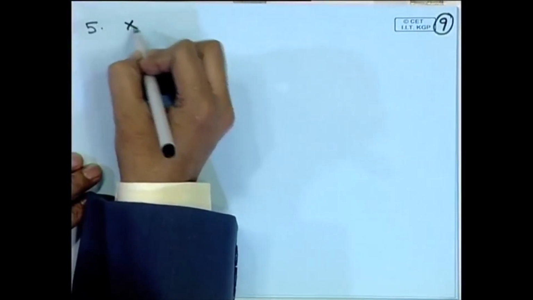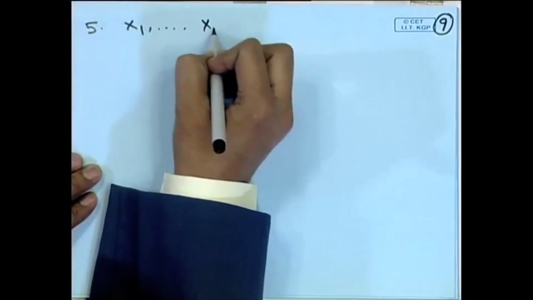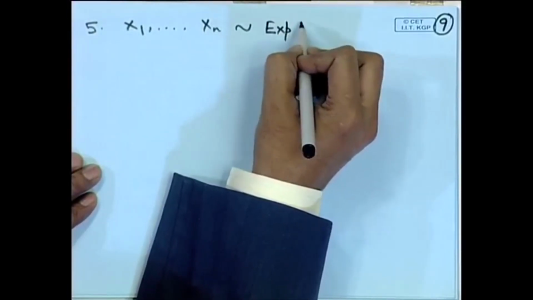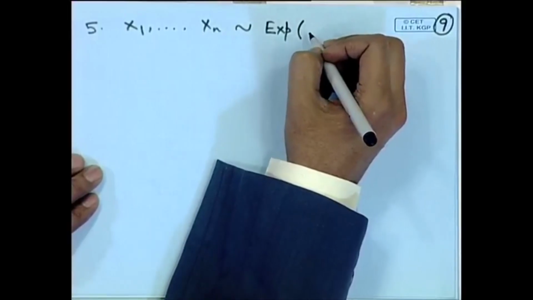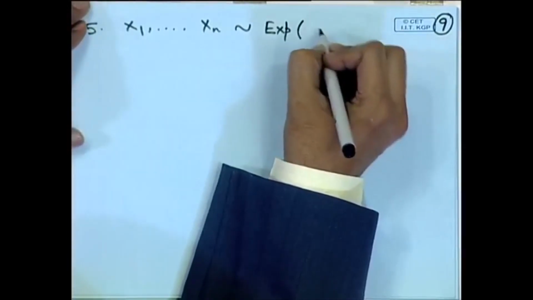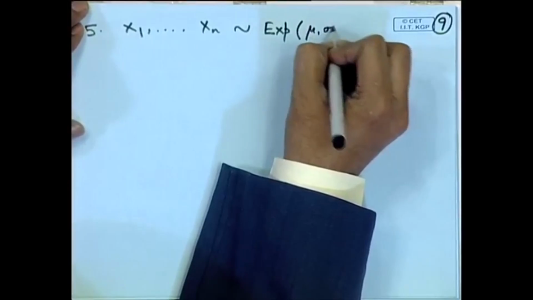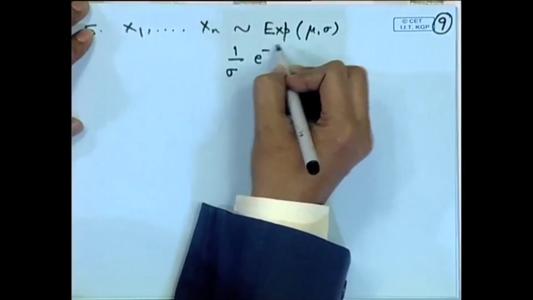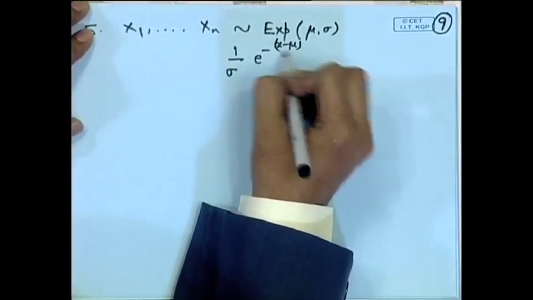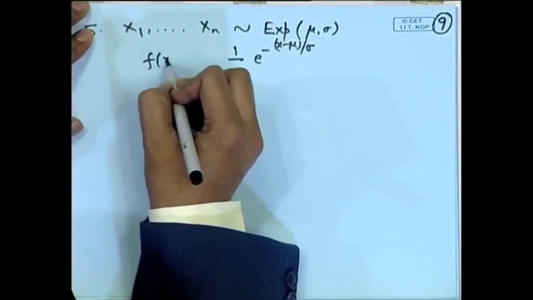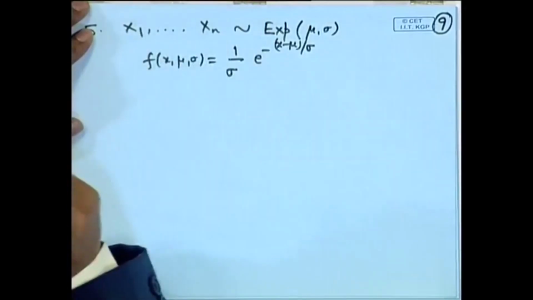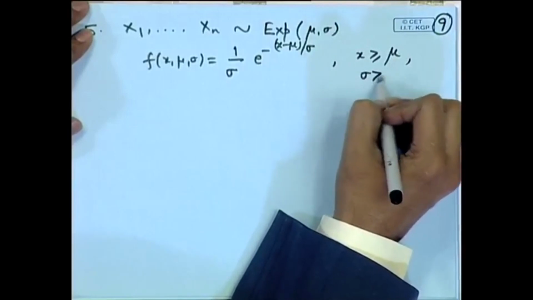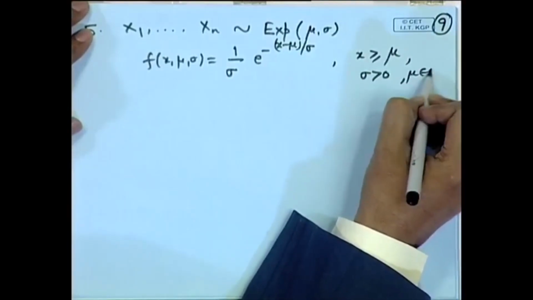Let us take another example, say x 1, x 2, ..., x n follow exponential distribution. Let me consider the 2 parameter exponential distribution with parameters mu and sigma, that means the density function is 1 by sigma e to the power minus x minus mu by sigma, where x is greater than or equal to mu, sigma is positive and mu is any real number.